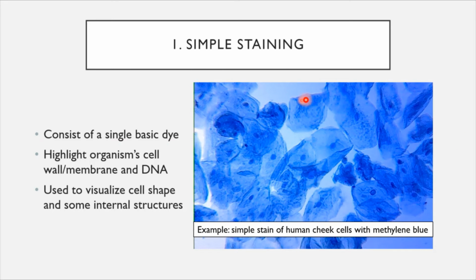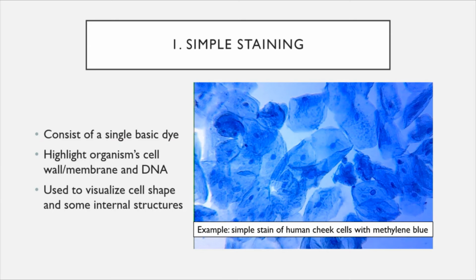In this image right here, this is a simple stain of human cheek cells using the basic dye methylene blue. And not only can you see the outline of those cheek cells, you can also see that each cell has a little dot inside of it that's slightly more darkly colored than the rest of it. That little dot is the nucleus, the part of the cell wherein the DNA is contained. Simple staining is used to visualize the shape of cells, and in some cases it can be used to visualize internal structures, particularly those that contain DNA, like the nucleus.